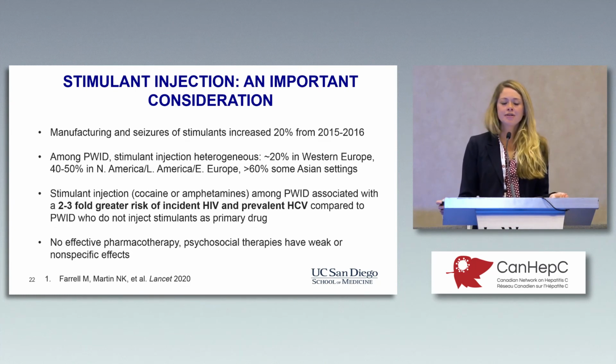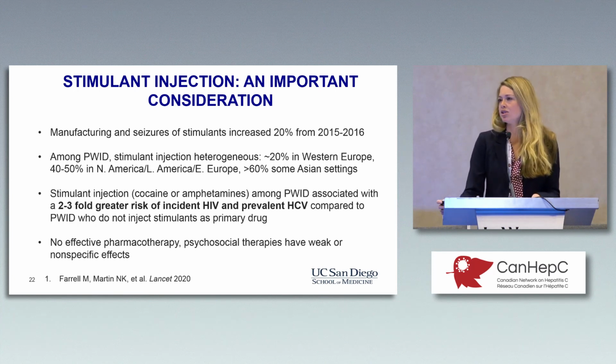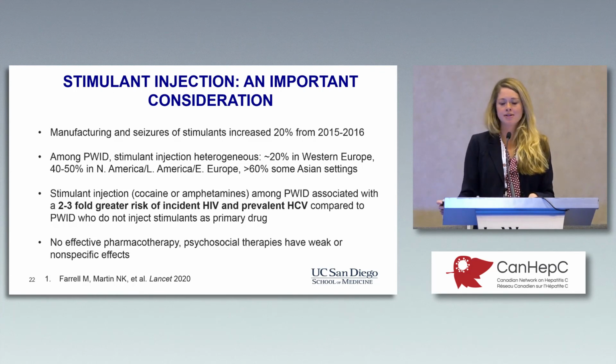And what this review found was that stimulant injection, both cocaine injection as well as amphetamine injection, among people who inject drugs is associated with about a 2 to 3-fold greater risk of incident HIV and prevalent hepatitis C compared to people who do not inject stimulants as their primary drug. So there's clearly increased risk. We have studies that show both an increase in sexual risk, in terms of number of partners and condom usage, as well as injecting risk, in terms of frequency of sharing. Unfortunately, we have no effective pharmacotherapy for stimulant injection, and psychosocial therapies currently have weak or non-specific effects. So there's really a gap in harm reduction for this particular group.